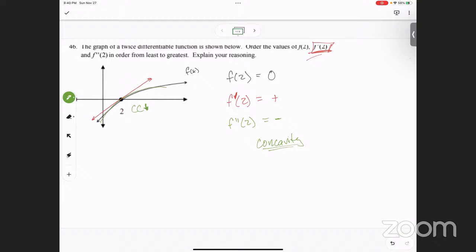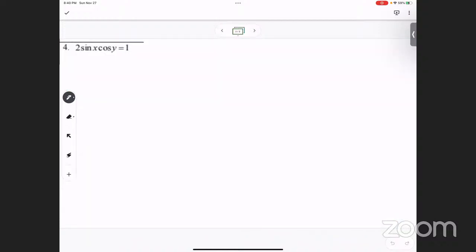So what would the order be from least to greatest? What's the smallest of them? So that would be f double prime, f prime, and then f original. Got it? Yeah, thank you.